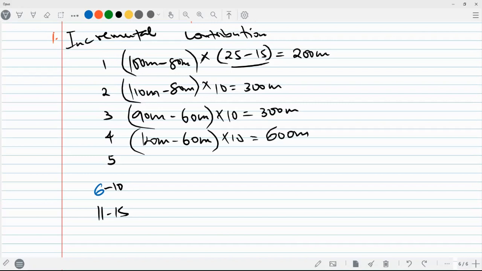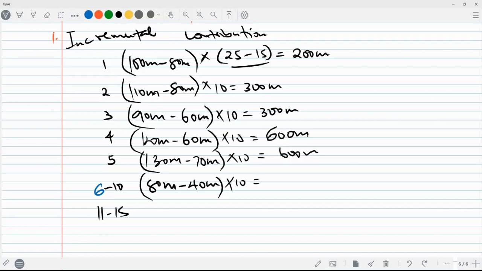Okay. Year 5, 130, 70. 130 million minus 70 million times 10 gives us 600 million. Year 6 to year 10, don't forget it's every year: year 6, year 7, year 8, year 9, and then year 10. 80 million for each year minus 40 million times 10 gives us 400 million every year from year 6 to year 10.